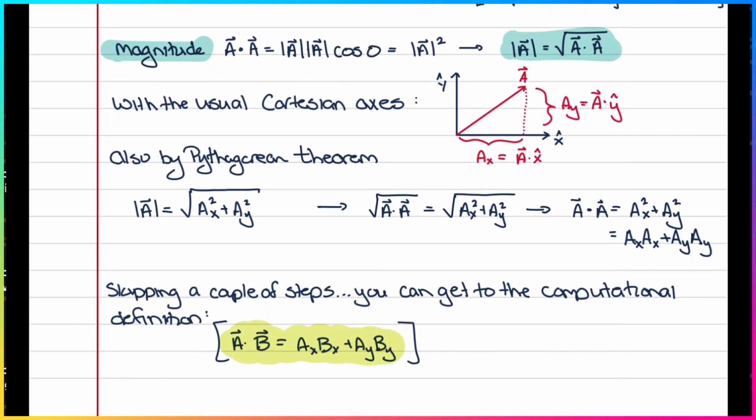And admittedly, I have to skip a couple steps here. You can then motivate that if I want a definition of the dot product with two different vectors, A dot B, I can just generalize this idea, where instead of the same component being multiplied by itself, A dot B is AX BX plus AY BY, and then plus AZ BZ if it was a 3D vector.